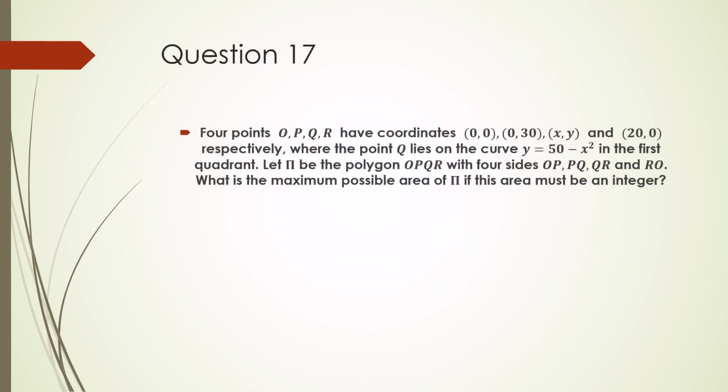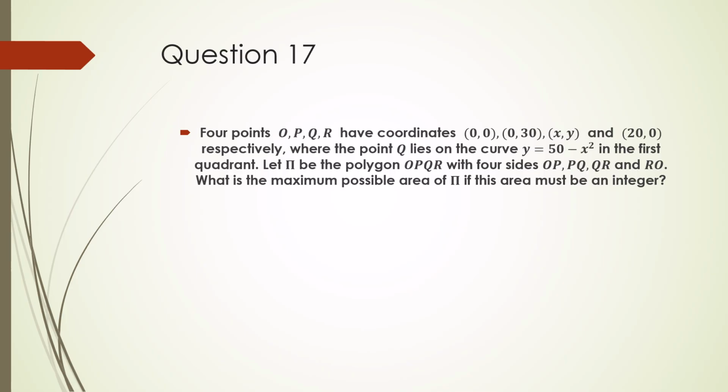4 points O, P, Q, R have coordinates (0, 0), (0, 30), (x, y), and (20, 0), respectively, where the point Q lies on the curve y equals 50 minus x squared in the first quadrant. Let omega be the polygon OPQR with four sides OP, PQ, QR, and RO. What is the maximum possible area of omega if this area must be an integer?